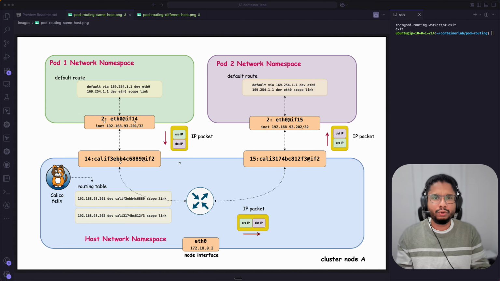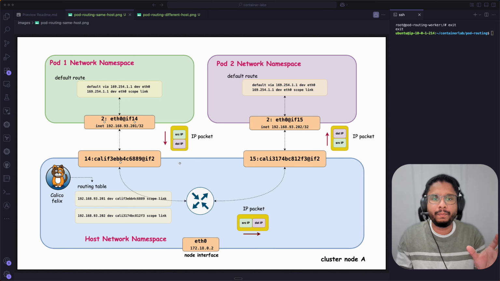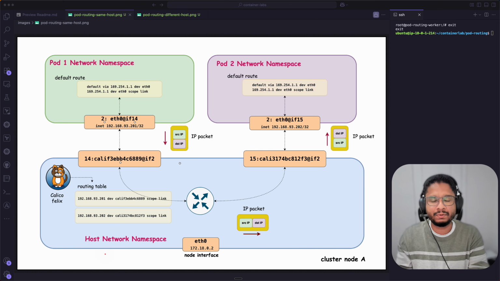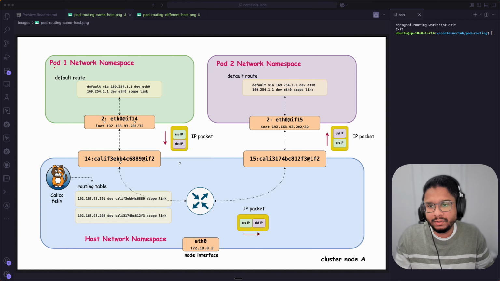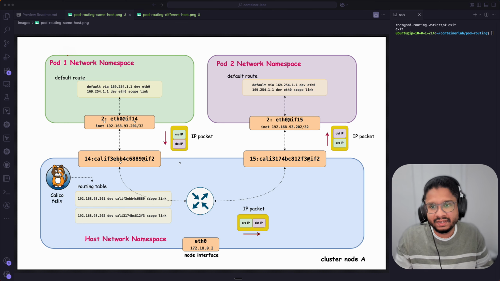Okay, so first I'm going to go through a couple of diagrams to level set here. The first diagram is for the first scenario, which is pod-to-pod communication for pods scheduled on the same node. So in this diagram here, we have cluster node A. And in cluster node A, we have the host network namespace, which is basically the network namespace that belongs to the node. And we also have a couple of pods, pod 1 and pod 2. And you can see that these pods have their own namespaces as well. Okay. And we looked at this during the previous lesson.